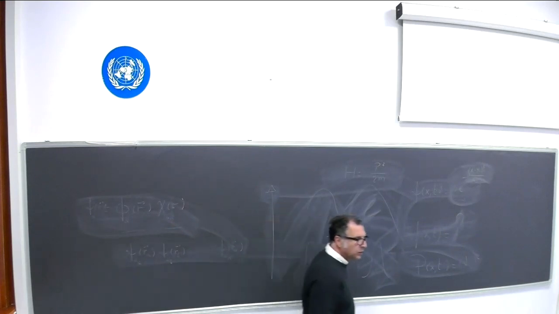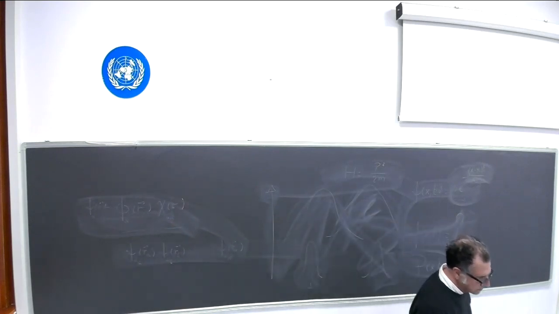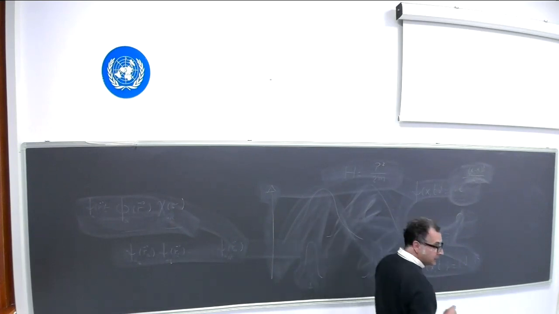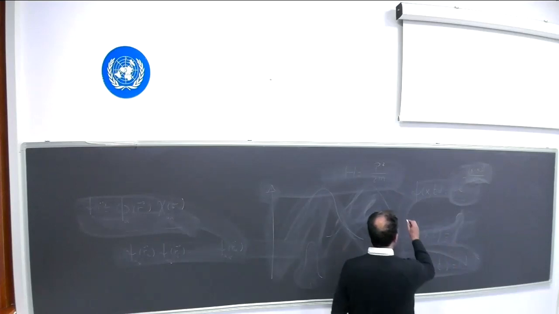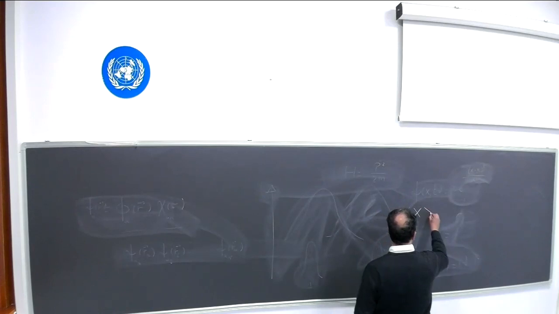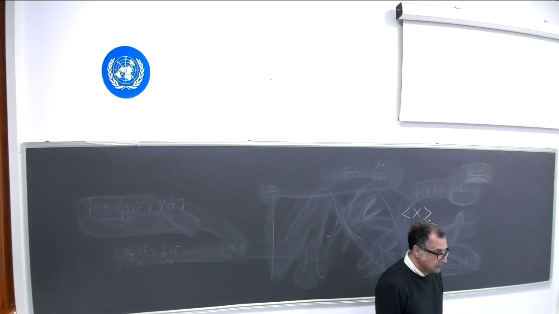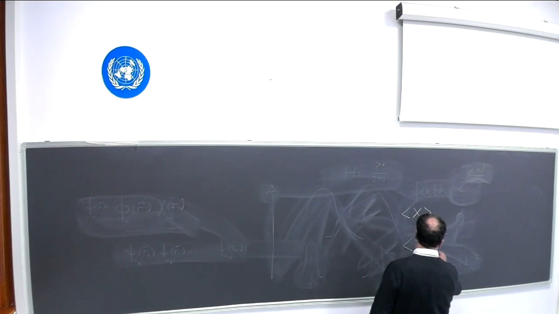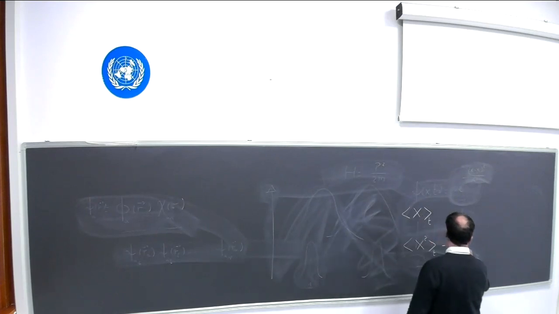So something else you can do is the following. Just compute, this is nice, the average value of X as a function of time. And then also compute the average of X squared minus the average of X, squared.